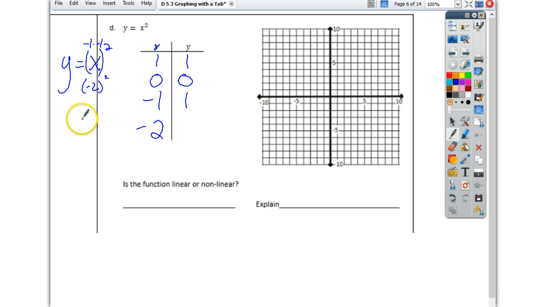-4. A negative times a negative is a? Positive. So it's a positive 4. 4. Linear or nonlinear? Let's graph them and find out. Linear or nonlinear? That one is totally nonlinear. Why? Not a straight line. Doesn't make a straight line.